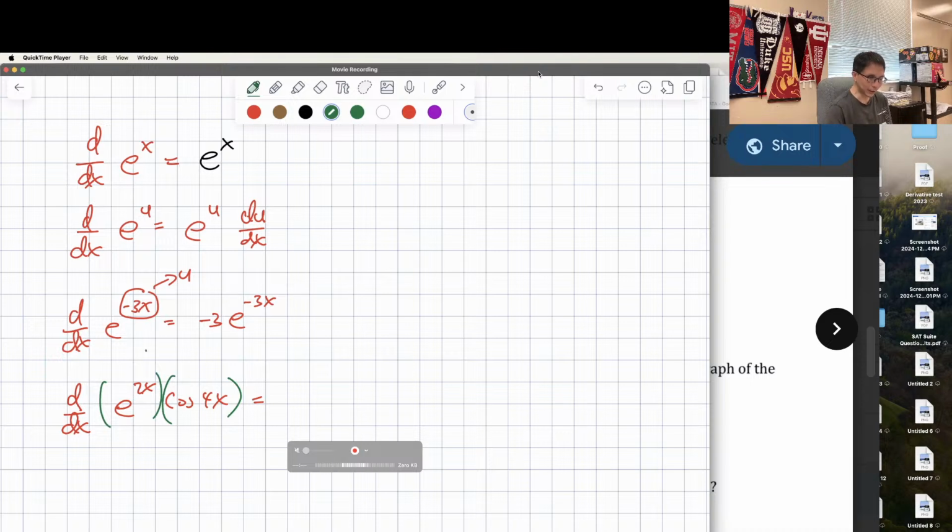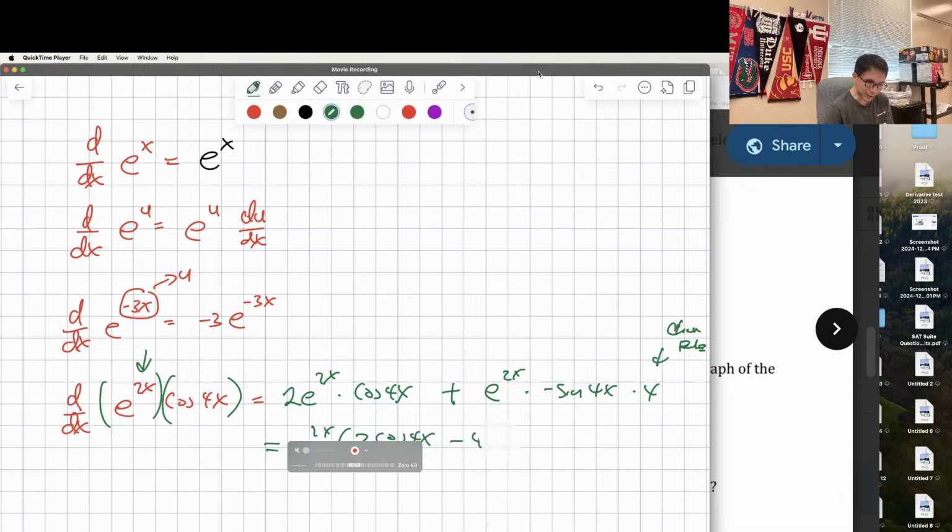How do I take a derivative of this? Well, 2e to the 2x, right? Times cosine of 4x plus e to the 2x times negative sine of 4x times what? 4. Don't forget that because there's a chain rule. So that's it. You're done. You can even factor out e to the 2x if you wanted to. So it'll be 2 cosine of 4x minus 4 sine of 4x.